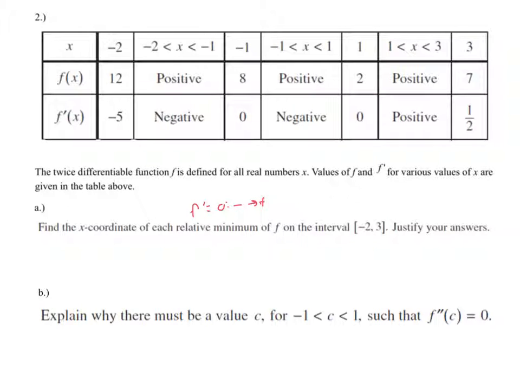At an x value of positive 1, the derivative is negative to the left of it and then positive to the right of it. So we have a relative minimum when x is equal to positive 1, because we have the change from negative to positive.